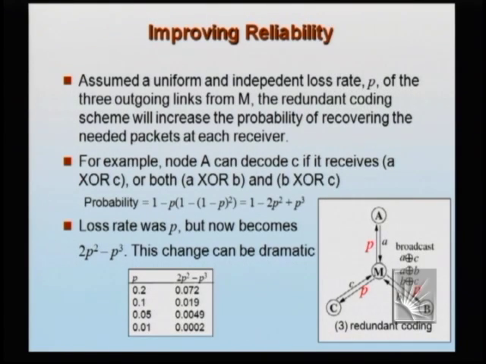Okay, so do some simple calculation using some values. If p is 20%, it will be reduced to 7%. If it's 10%, it will be 2%. If it's 5%, then it will be 0.5%. Okay, 10 times improvement, right? Or 10 times reduction in the loss rate. So that's probably a more attractive scheme by using network coding.